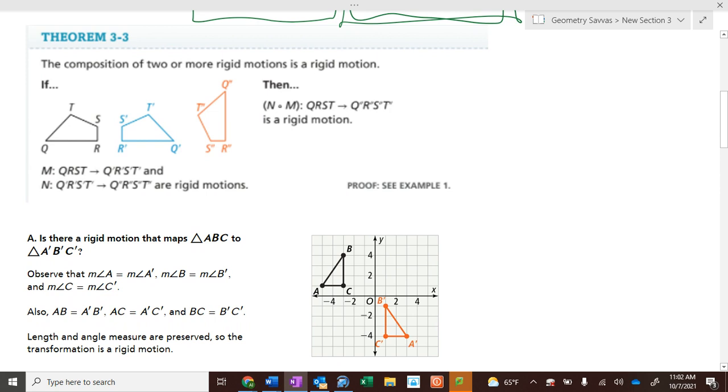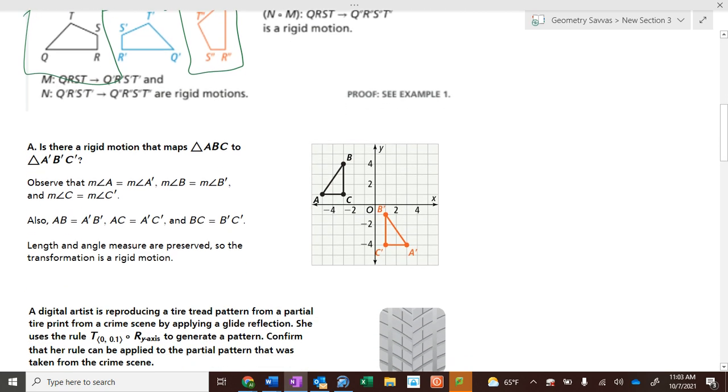All right. What this says is no matter what you do, if you reflect, translate, or rotate, if you start with a rigid motion and you do a composition of transformations, you'll end up with a rigid motion. They'll always be the same. It's only when you start dilating that they're not a rigid motion.